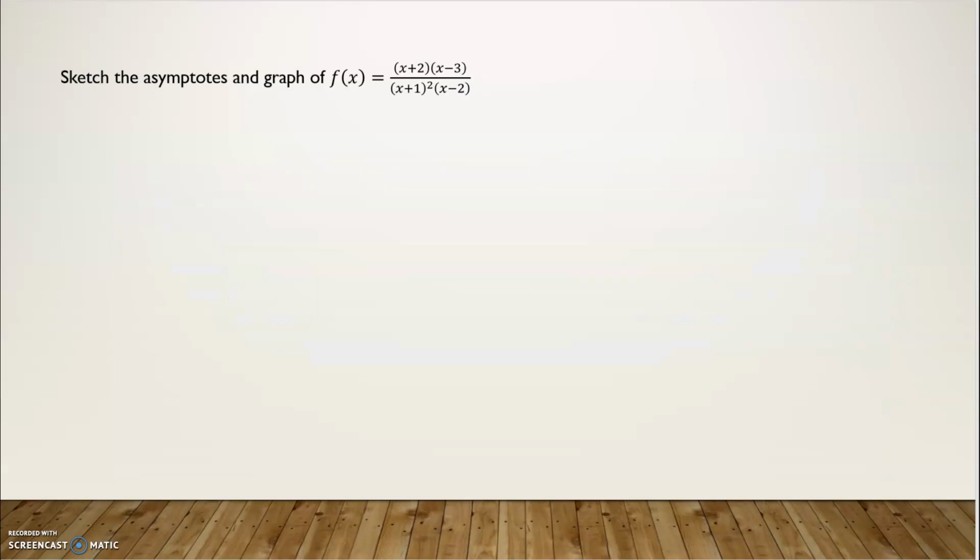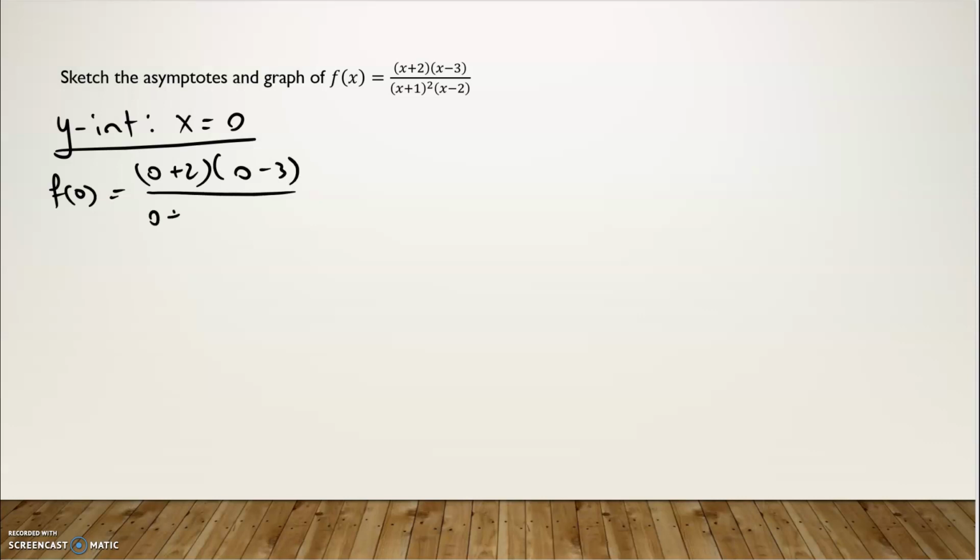So let's look at this right here. We're going to sketch the asymptotes and graph of (x plus 2)(x minus 3) all over (x plus 1) squared (x minus 2). So let's go ahead and find the y-intercept. That means x is equal to 0. So f of 0 is equal to (0 plus 2)(0 minus 3) over (0 plus 1) squared (0 minus 2). So that's 2 times negative 3 over 1 squared times negative 2.